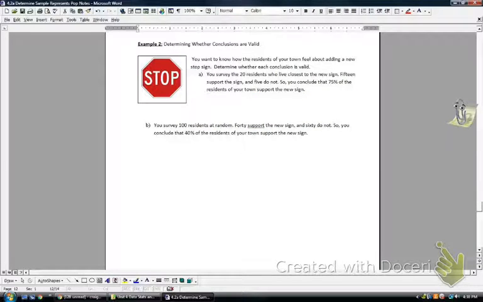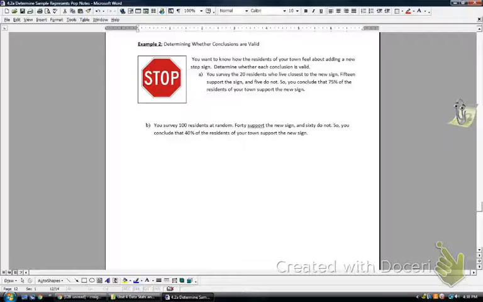All right, let's look at example 2, determining whether conclusions are valid. You want to know how the residents of your town feel about adding a new stop sign. Determine whether each conclusion is valid. You survey 20 residents who live closest to the new sign. 15 support the sign and 5 do not. You conclude that 75% of the residents of your town support the new sign.